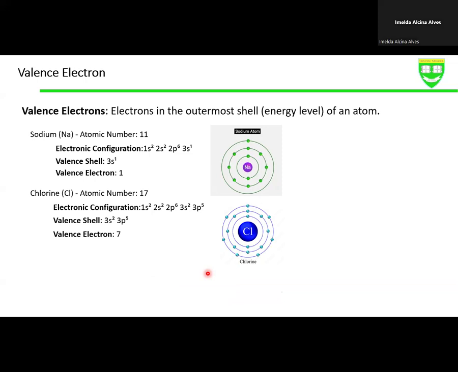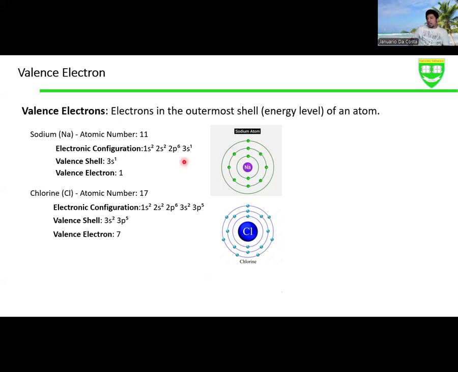Electrons in the atom's outermost shell or energy level. Repeat, do it again, Imelda, this time slowly. Electrons in the atom's outermost shell. Repeat after me: outermost shell. Yes. Electrons in the outermost shell of an atom or energy level.